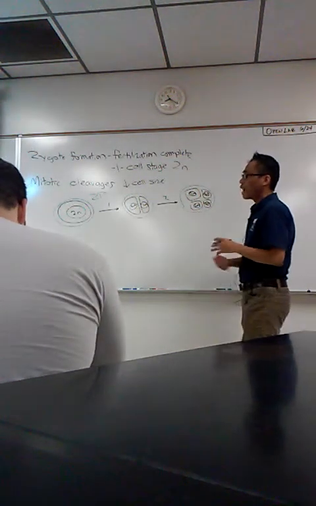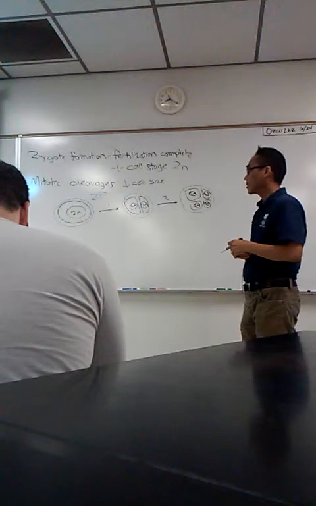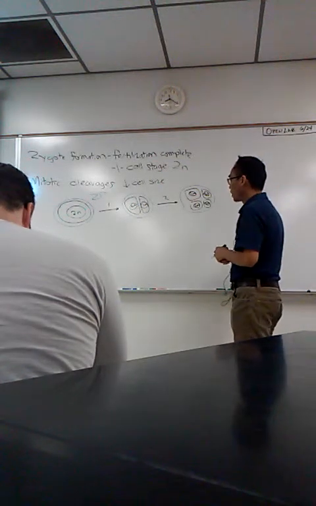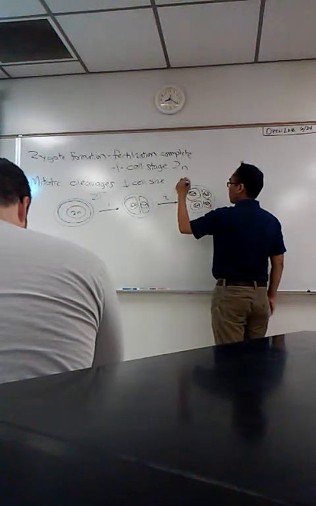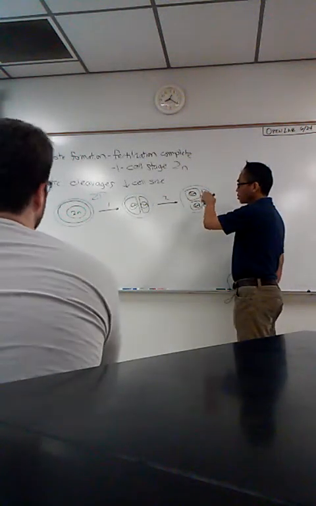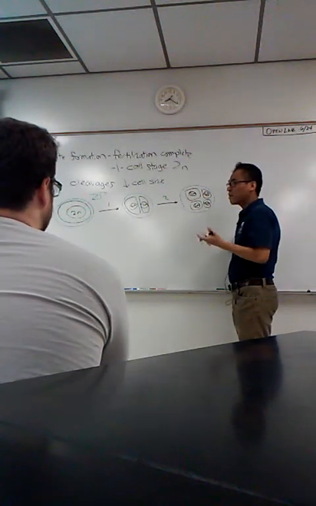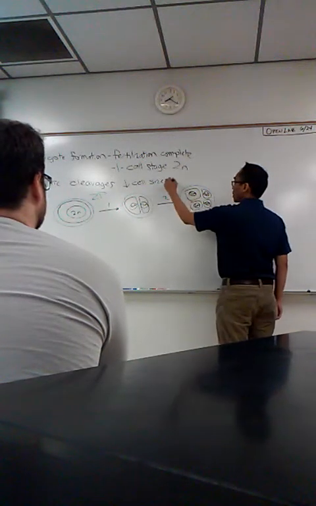And it'll happen pretty rapidly over the next few days, and it doubles each time. 1, 2, 4, 8, 16, 32, 64. It's easier to nourish smaller cells, so it's advantageous.